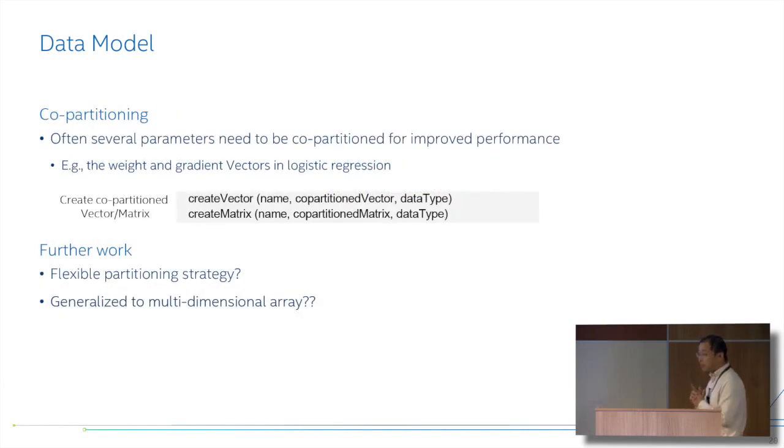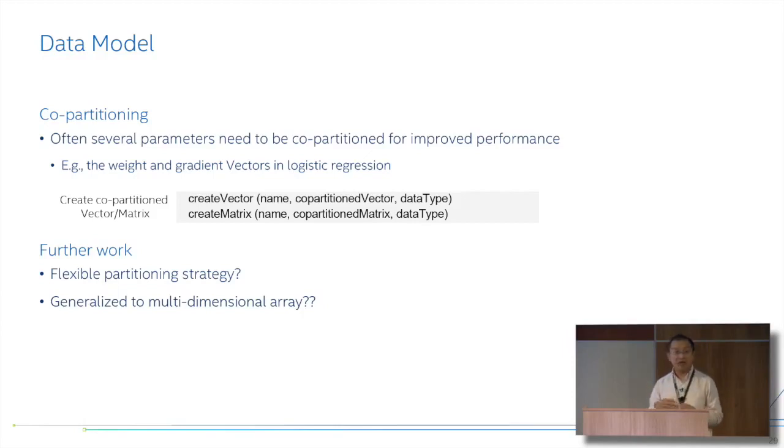And one particularly important optimization we have used is that you need to have better control of the location and partitioning of those parameters. For instance, some of the parameters really need to be co-partitioned on the same physical node for improved performance. For instance, the weight and the gradient in logistic regression really need to be co-partitioned, so that when you do an update, you essentially take the corresponding element in the gradient and update the element in the weight, and you can do that locally, using local computing, if those two vectors are co-partitioned on the same physical node. So that's one particularly important optimization we think is useful.